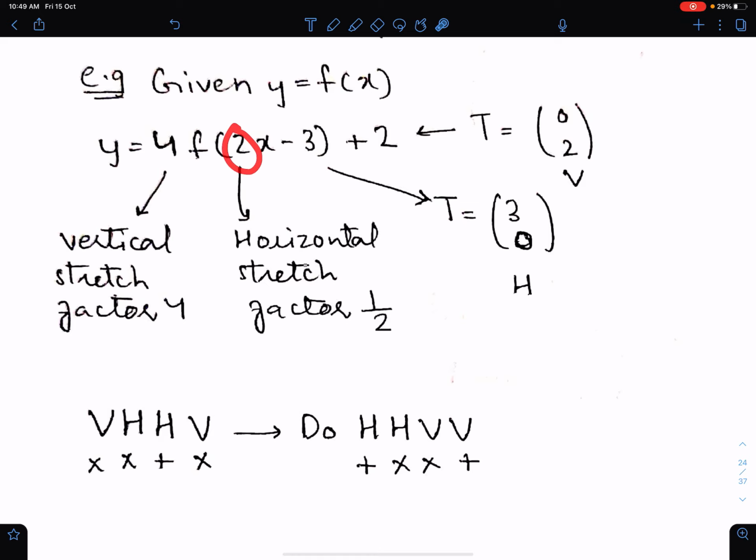And this 2 means horizontal stretch factor half. We use the reciprocal of the factor. And this means vertical stretch factor 4. Now you have to describe this very carefully.